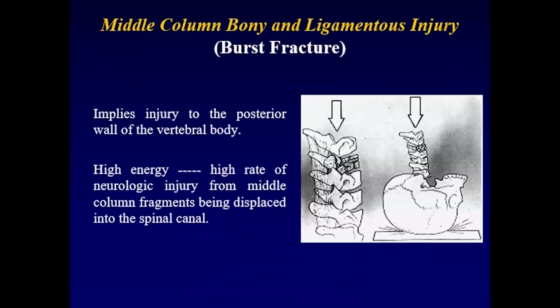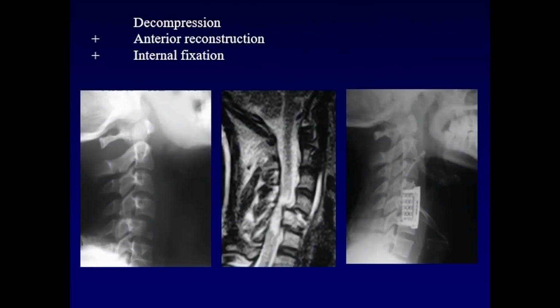Burst fractures result from high-energy trauma. They usually have compression on the spinal cord and are usually treated by anterior reconstruction.